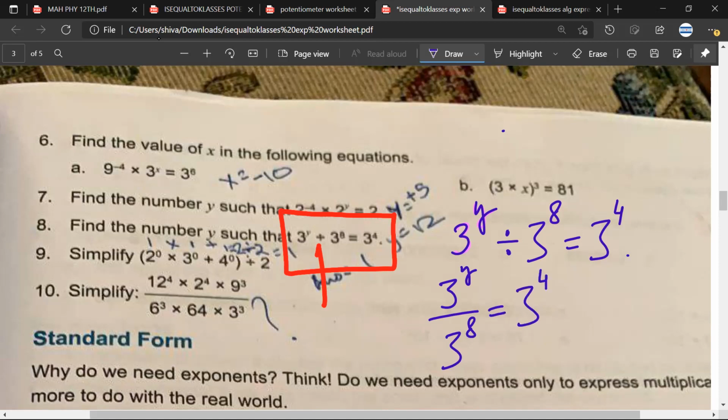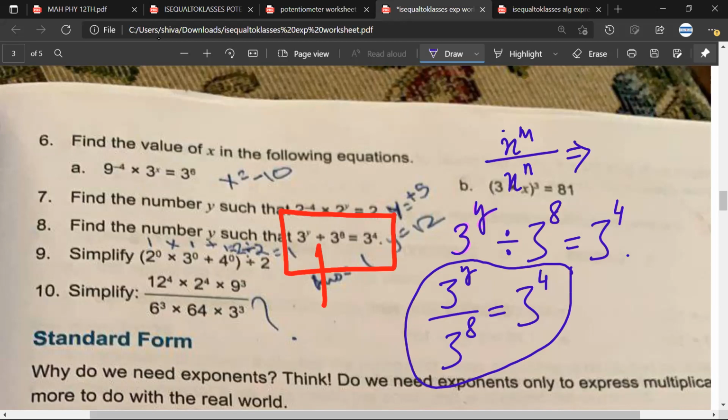Do we agree to this? Yes, sir. Mr. Satya, do we agree to this? Yes, sir. Mr. Sarthak, what can be the next step? So 8 and 4 can be cut. What is x raised to power m upon x raised to power n equal to, Mr. Satya? What, sir? Mr. Sarthak?